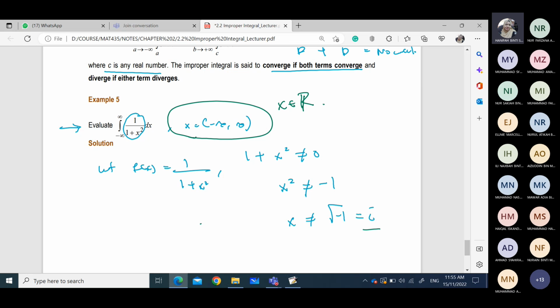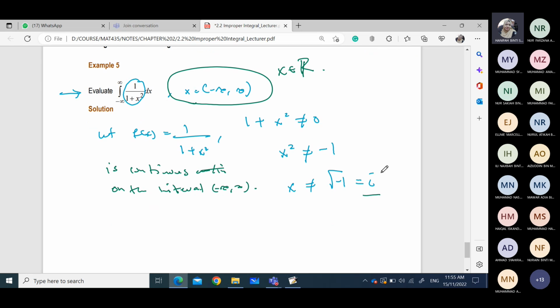Okay. So based on this, we can say that f of x is continuous on the interval negative infinity to infinity. Okay, so it means that there is no issue about discontinuity. Alright. Faham? Faham tak? Faham.